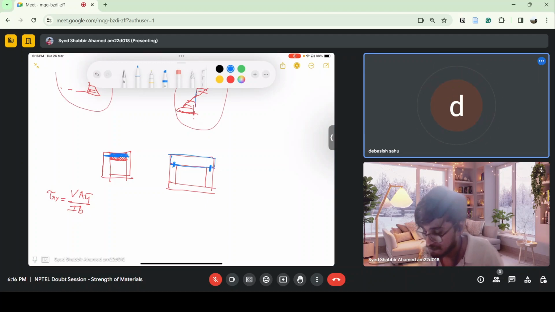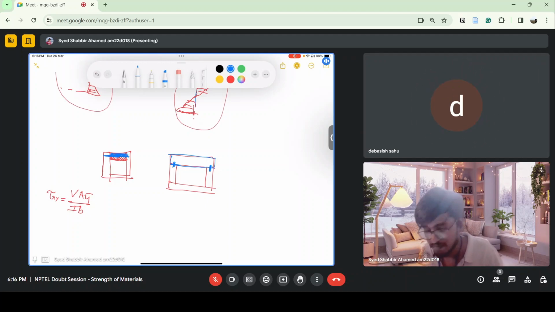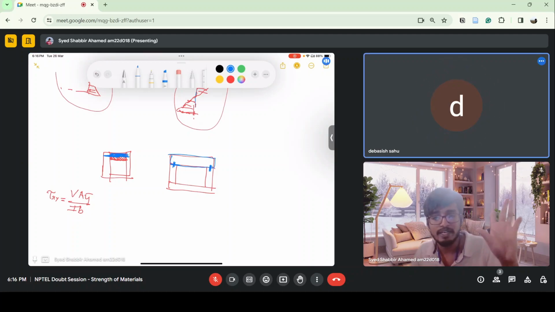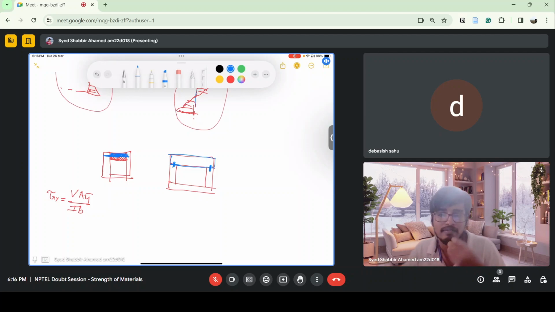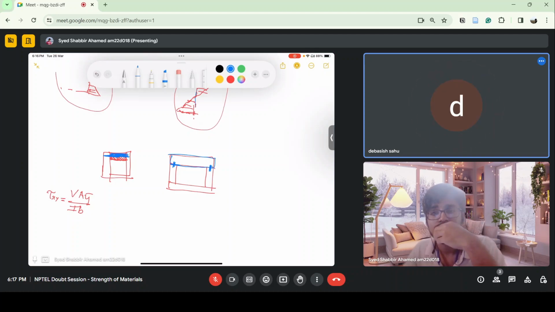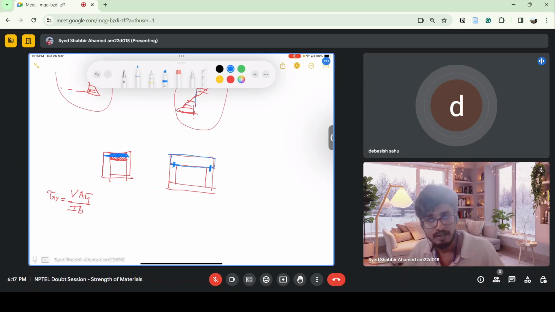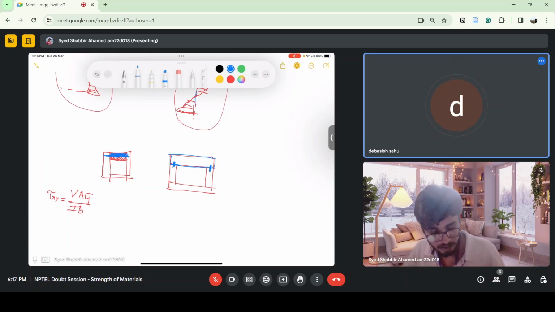Because the area is more here, there is more shear stress. But it is comparatively not a significant thing, as it was told in the class. Clear, sir. What else? No, sir, that much only.